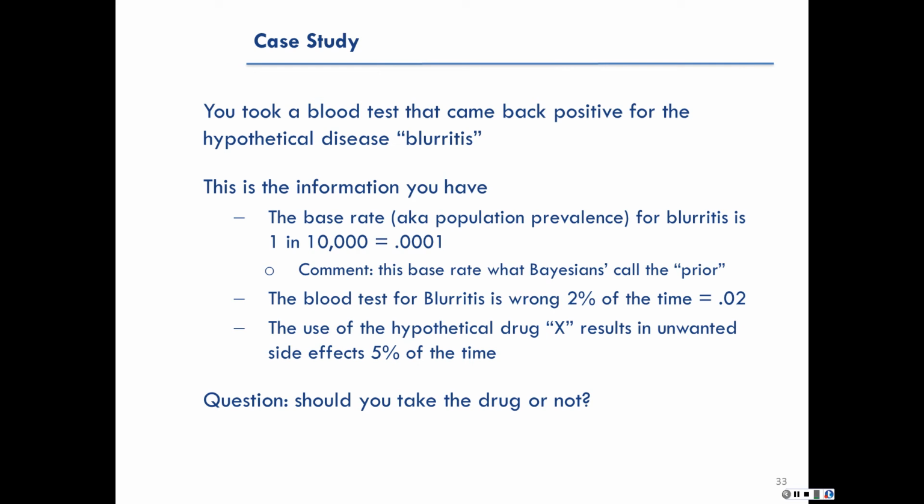The blood test, we're also told, we know that the blood test for bleuritis is wrong 2% of the time, or in probability language 0.02. And lastly, we're told that we can take a hypothetical drug X to treat bleuritis, but it results in unwanted side effects 5% of the time. So the question is, should you take the drug or not?